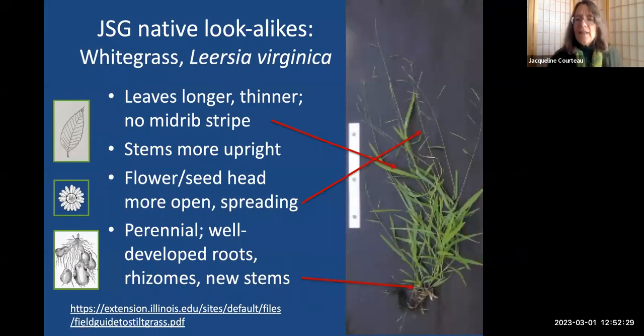Something that can look a lot like it is our native whitegrass, Leersia virginica, but the leaves on Leersia are longer and thinner, and they don't have that midrib stripe. They might even look like they have a midrib, but it's not going to be asymmetrical. The stems in general are more upright. The flower head and seed head is much more spreading and open and may have more than 3 spikes, as you can see here. But a really key difference, pull it up. It's a perennial with well-developed roots and rhizomes, and you'll see the new stems waiting to grow next right here, often at the base.